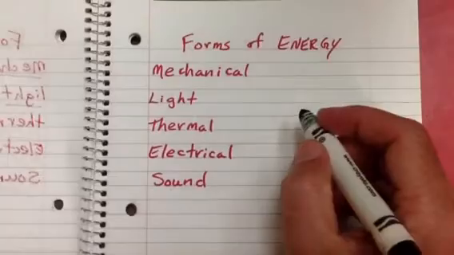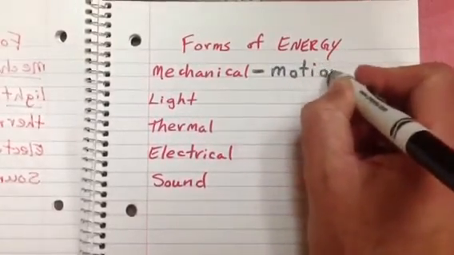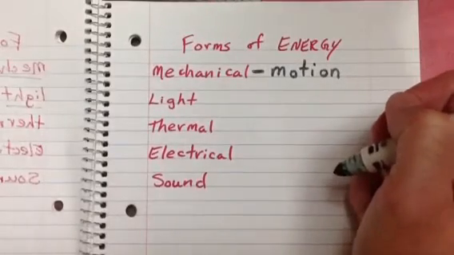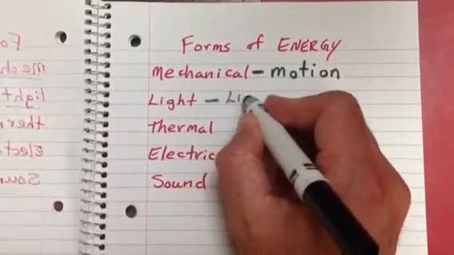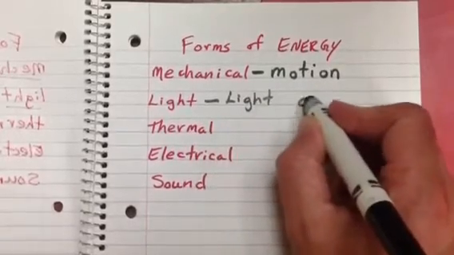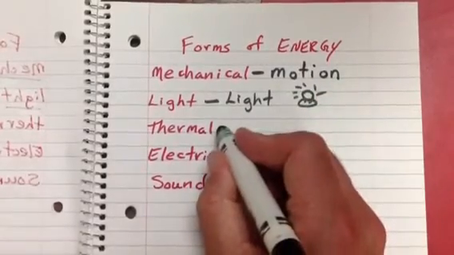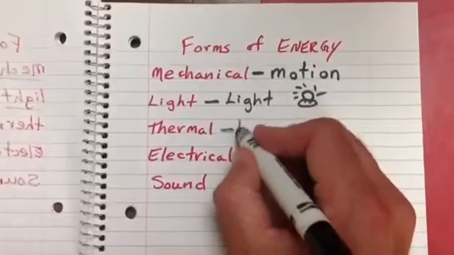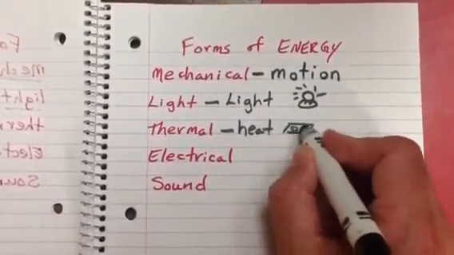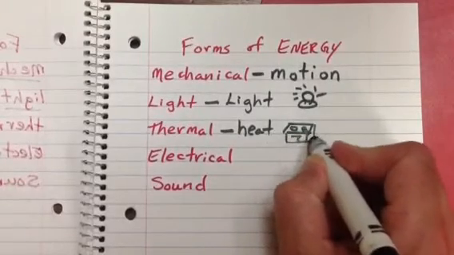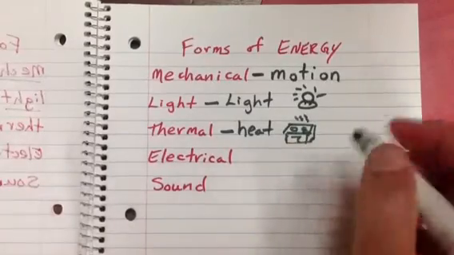Forms of energy. Mechanical energy, the energy of motion: something moving, spinning, turning, sliding. Light energy comes from a light source, maybe like a light bulb giving off energy in a circuit. Thermal energy comes from heat, maybe from the top of your stove, giving off heat from a source.